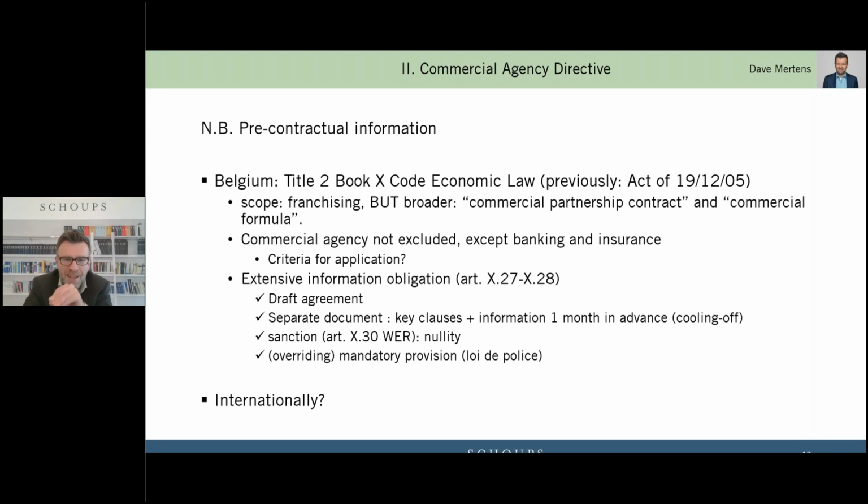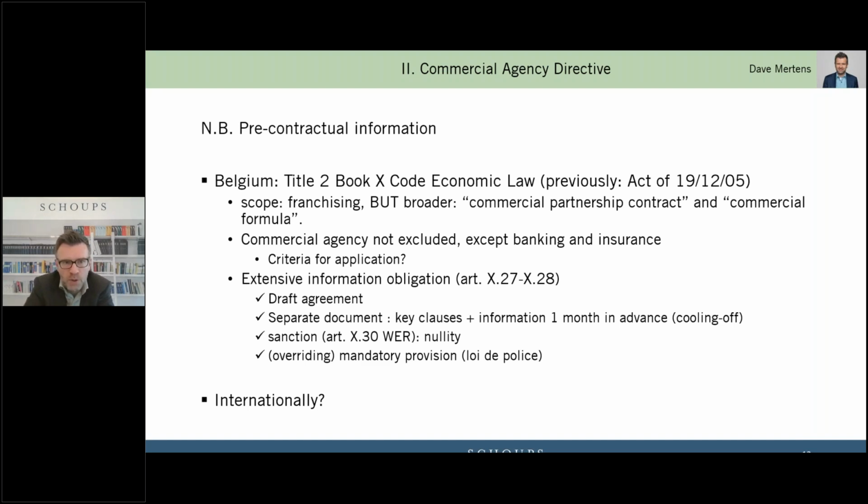And the problem here is that if this cooling off period is not adhered to, the contract will be null and could be declared null and void by the party that receives the right to the commercial formula. So that's potentially problematic and an easy escape for the agent in this case to get out of his contract or invoke the nullity of specific clauses. Typically that would be the non-compete clauses. And these specific rules are at least mandatory, and I think overriding mandatory provisions by the police, so you can't opt out even if you would like to.